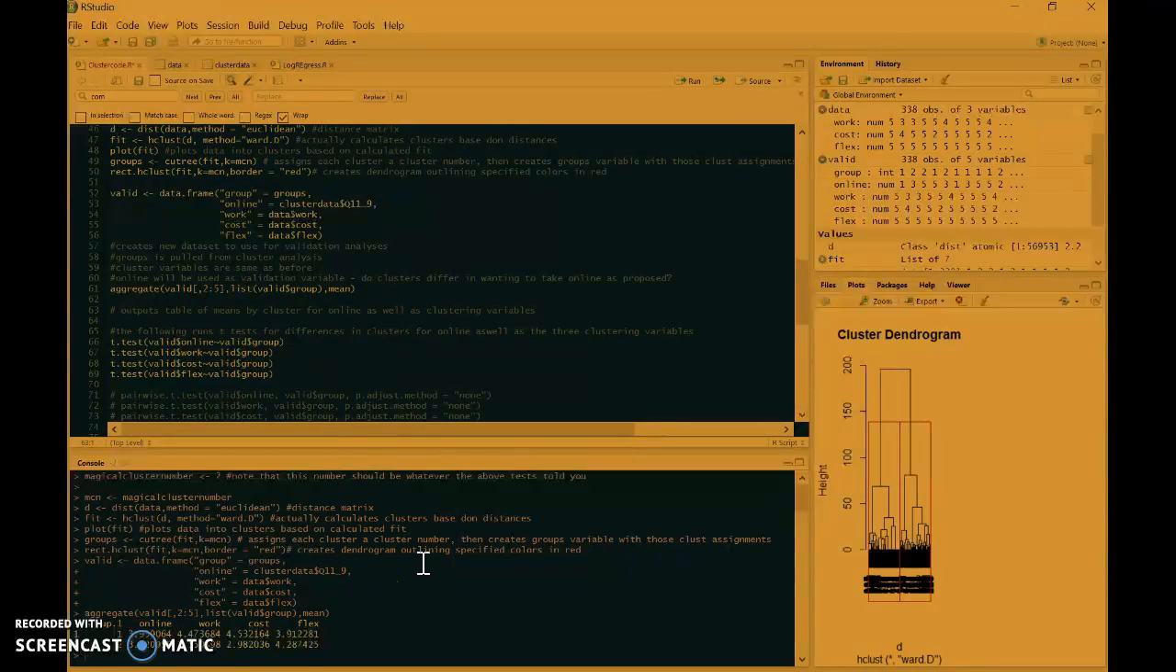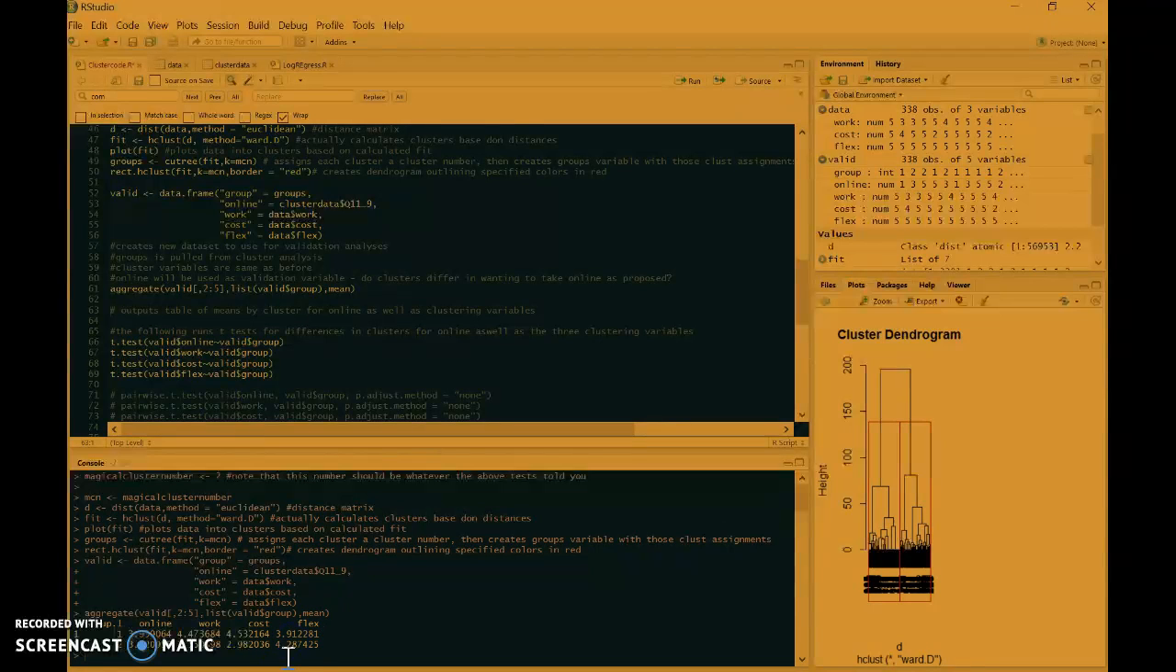Control Enter to run. Cool, so now we see we got cluster 1 and cluster 2, and the differences in the means between these two things. So it looks like cluster 1 kind of falling into our profile. High in work, high in cost, and pretty high in flex. Whereas cluster 2 is lower in work, lower in cost, and it's higher in flex, so not perfect.